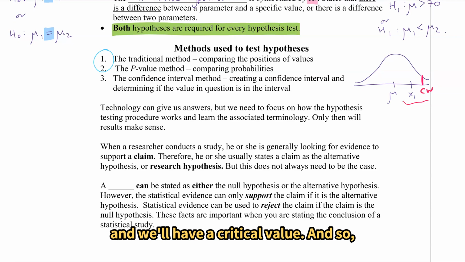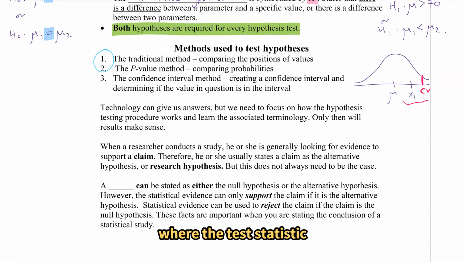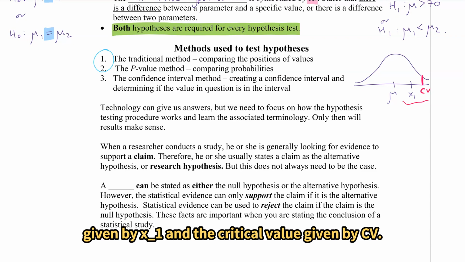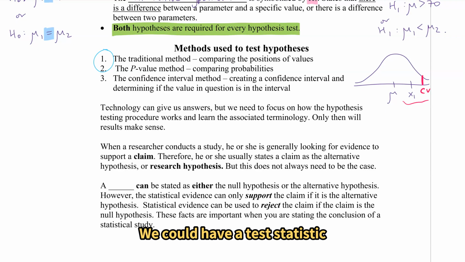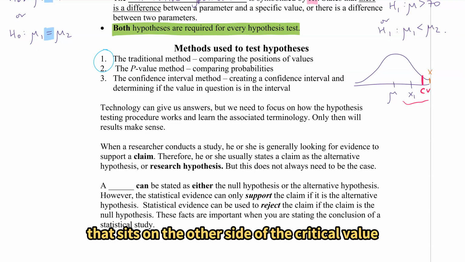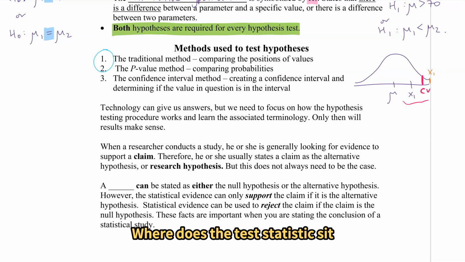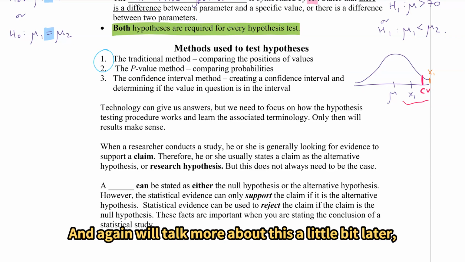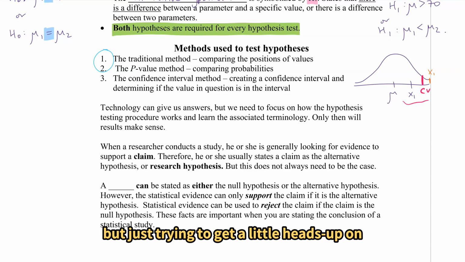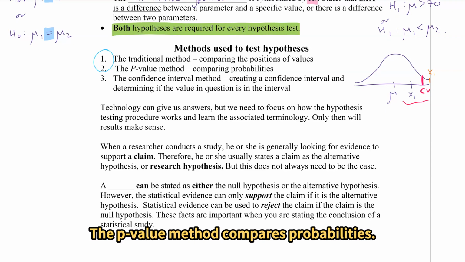And so here's one example where the test statistic is given by x1 and the critical value given by CV. We could have a test statistic that sits on the other side of the critical value. And that's really the situation: where does the test statistic sit in relationship to the critical value? And again, we'll talk more about this a little bit later, but just trying to get a little heads up on where we're headed. The p-value method compares probabilities.